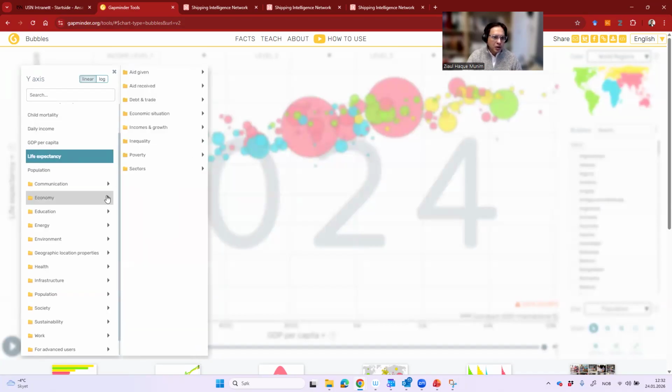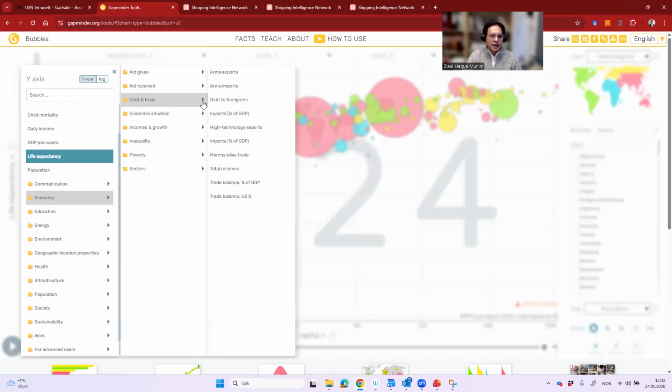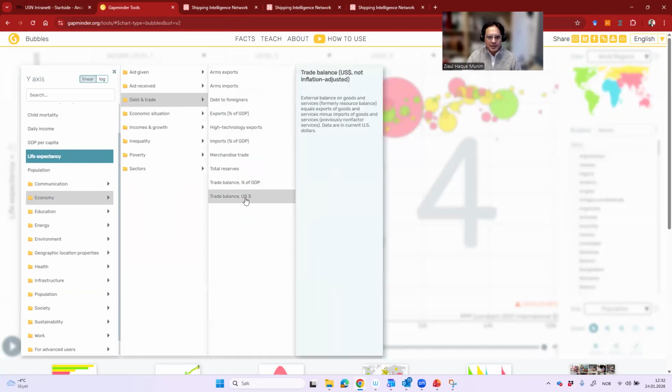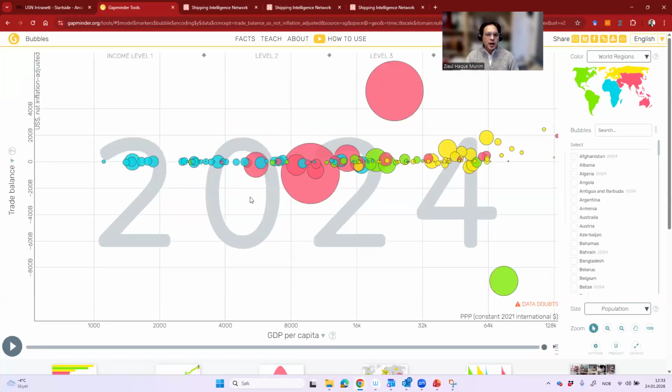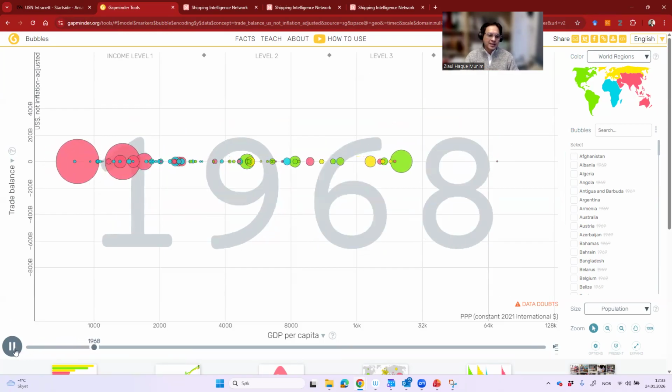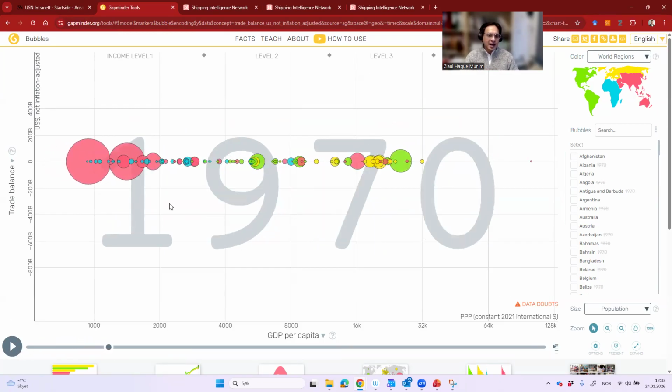So I'm going to look into economy, and into debt and trade. And here I'm going to look into trade balance, as I talked about: import, export, trade deficit, trade surplus. I'm going to look into the trade balance in terms of US dollars, not inflation adjusted. That's okay, so I select that one. Here we can see country GDP per capita, here the trade balance, and here the year. So I'll just play this and it will start from 1960.